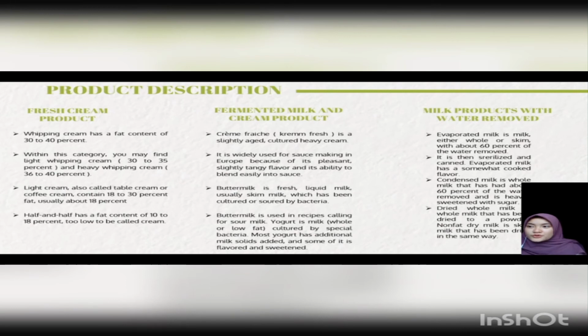Fifth, milk products with water removed. Evaporated milk is milk, either whole or skim, with about 60% of the water removed. It is then sterilized and canned. Evaporated milk has a somewhat cooked flavor. Condensed milk is whole milk that has had about 60% of the water removed and is heavily sweetened with sugar. Dried whole milk is whole milk that has been dried to a powder. Non-fat dry milk is skim milk that has been dried in the same way.